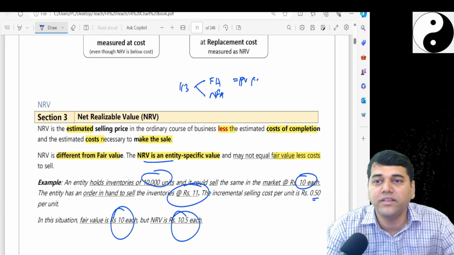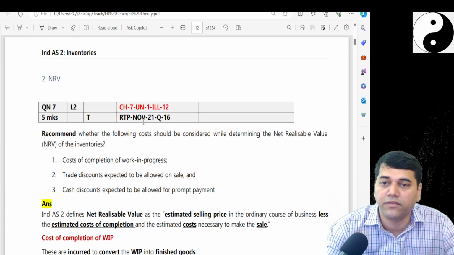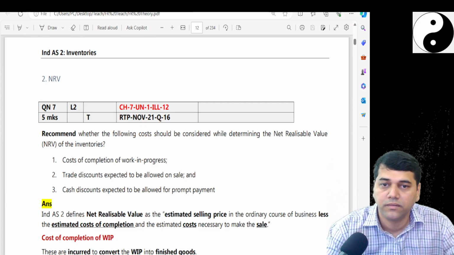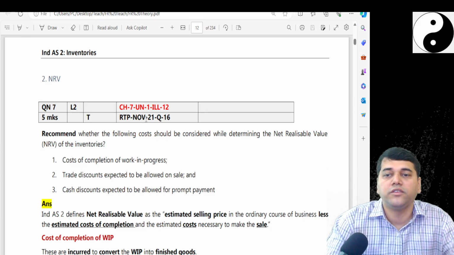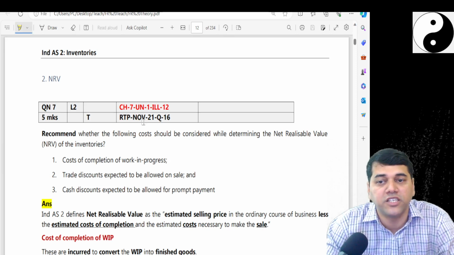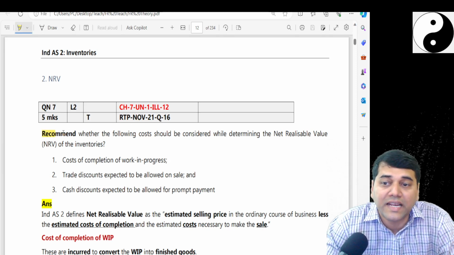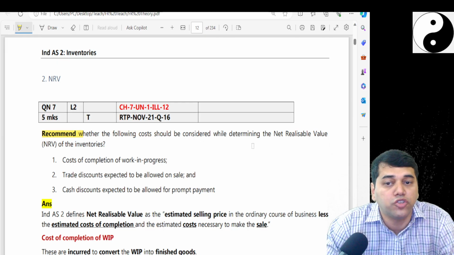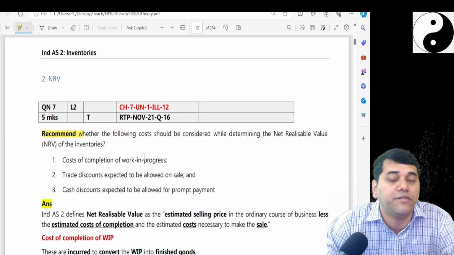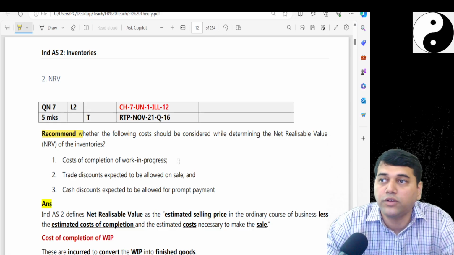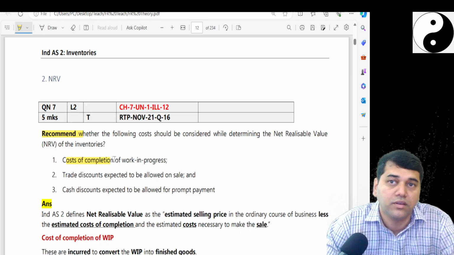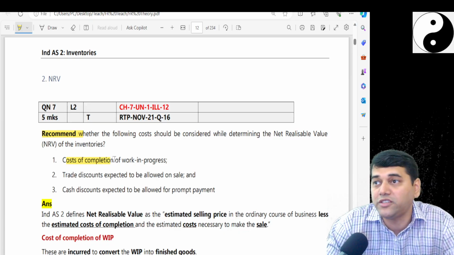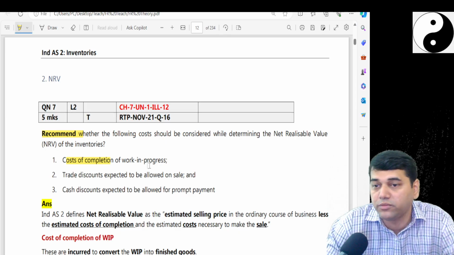Okay, so now we will see some theoretical questions on NRV. This is your illustration 12, which has been asked in RTP also. Recommend whether the following costs should be considered while determining the NRV. When you calculate NRV, should I consider the cost of completion of work in progress? Yes, the cost of completion and cost to sell should be included.